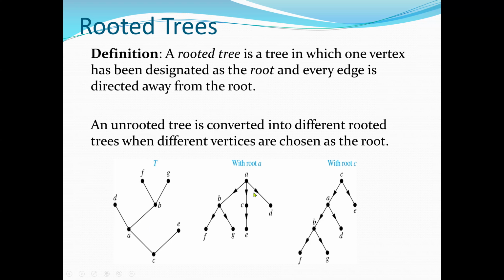So we can see, again, the second diagram. The root is A, the arrow is going down. It's not going towards A, it's going away from A. Same thing, the third, the root is C, the arrow is going away from C.